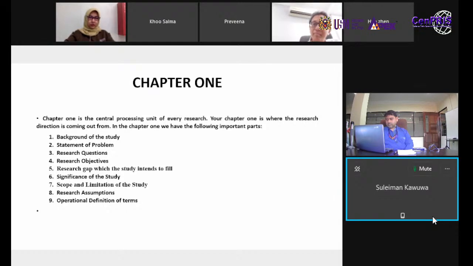The background of the study will capture the main scholarly issues that border on the topic you want to write on. That is why it is called a background of the study. You tell your readers that this topic you are writing on, this is what it talks about, or this is what it stands for. So background of the study is number one.